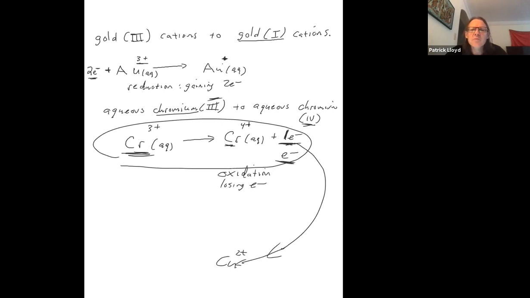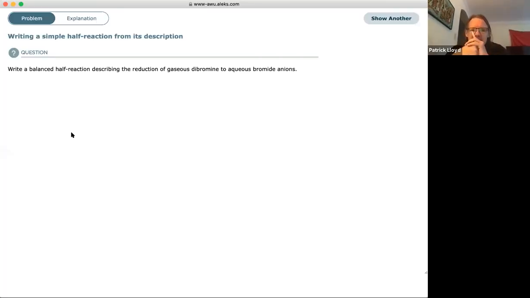But actually, there is one more that I want to go over here because there's one example here that's a non-metal. So let me show that one. This one's a little bit different. So let me show it. Okay, so this one, it's about bromine, right? So it says, write a balanced half reaction describing the reduction of gaseous dibromine.